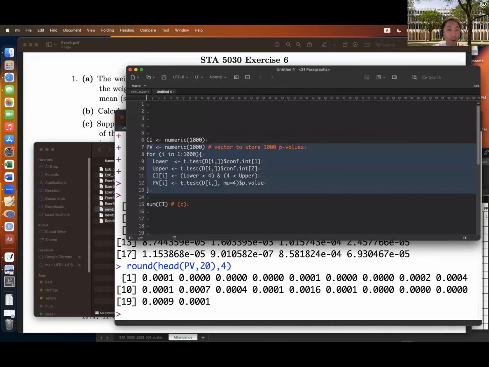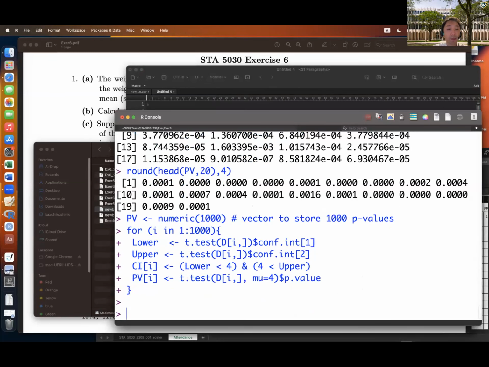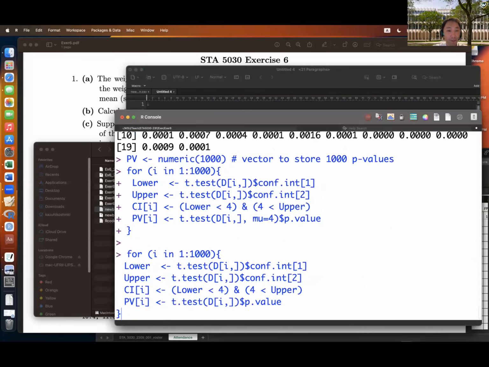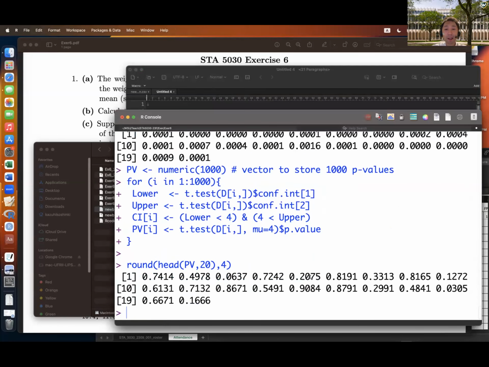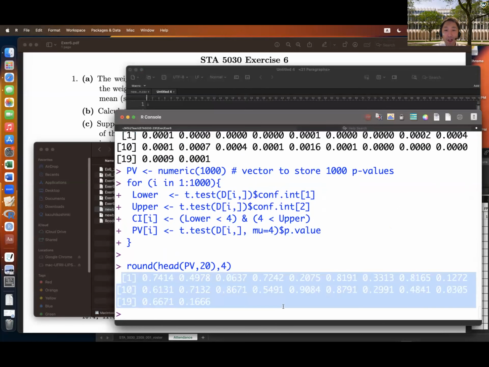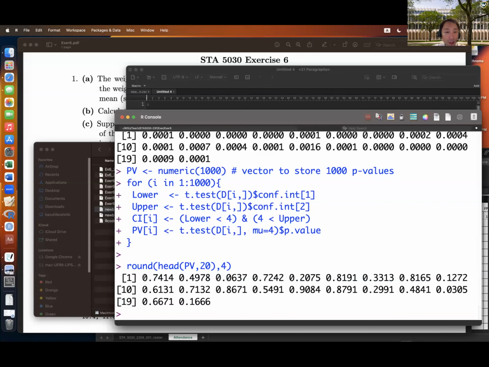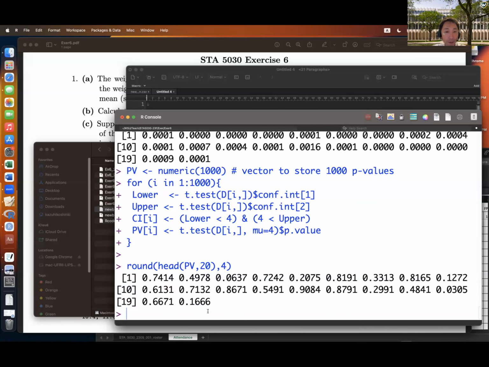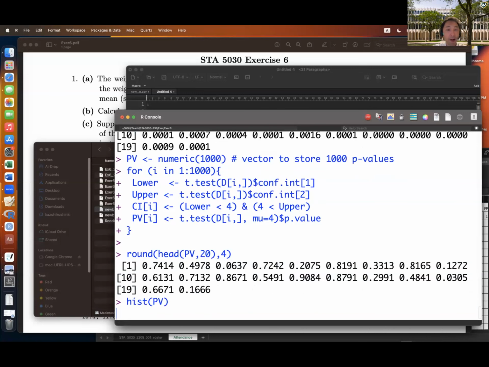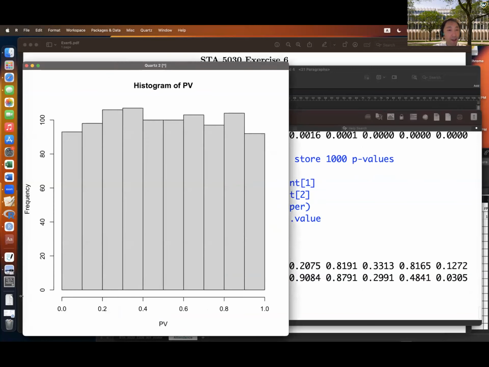Maybe we just reset p-value again and substitute the p-values. Then, the first 20 p-values are here. And these p-values range from 0 to 1. Of course, a p-value is a probability. And actually, this is almost evenly distributed between 0 and 1. You can get the histogram of p-value. You can see that this is distributed almost uniformly between 0 and 1.